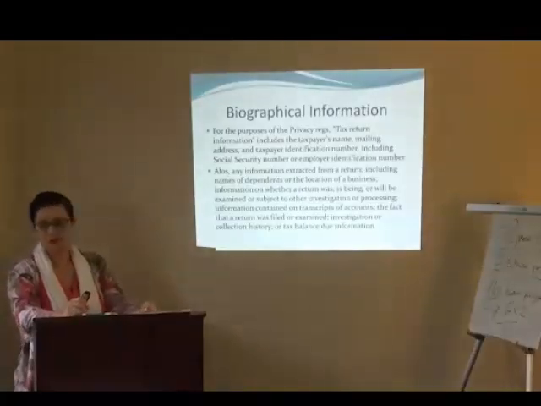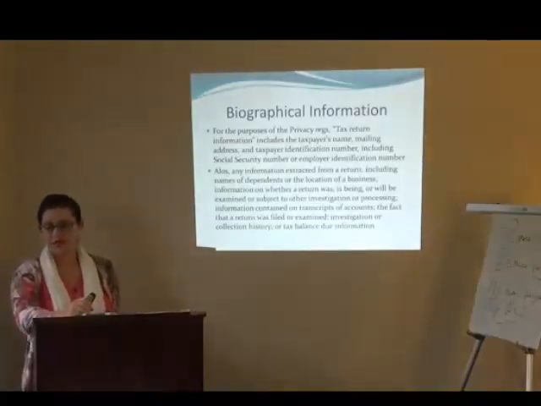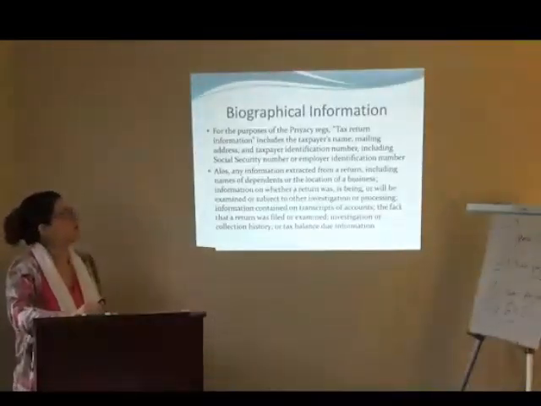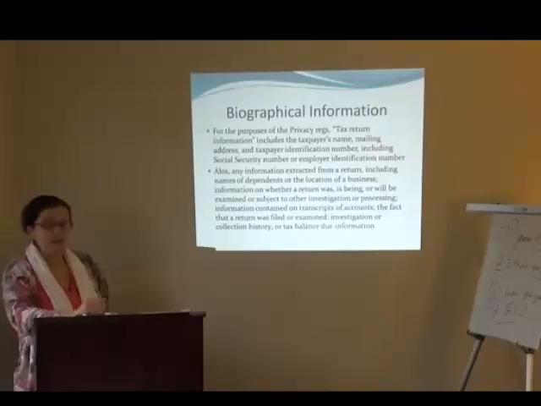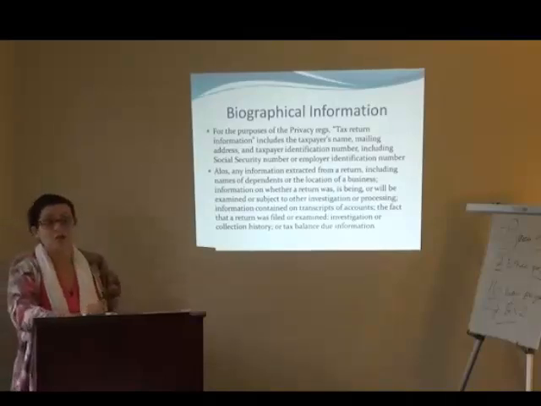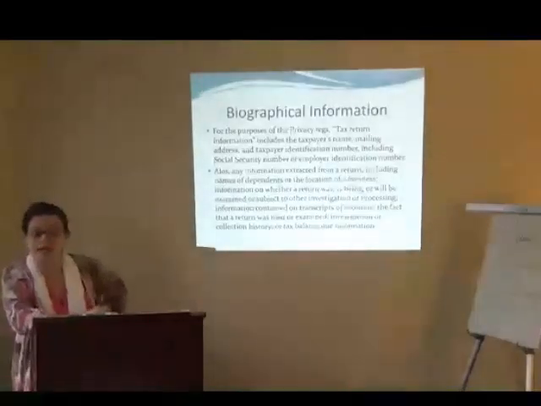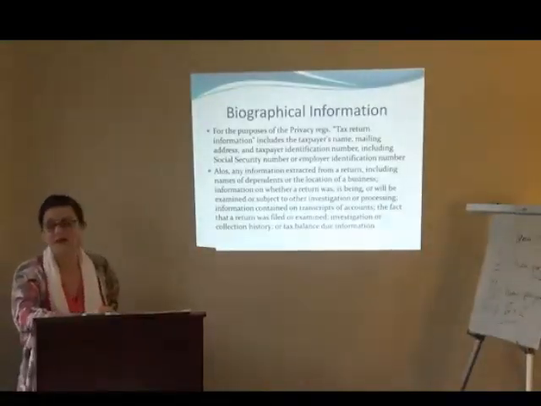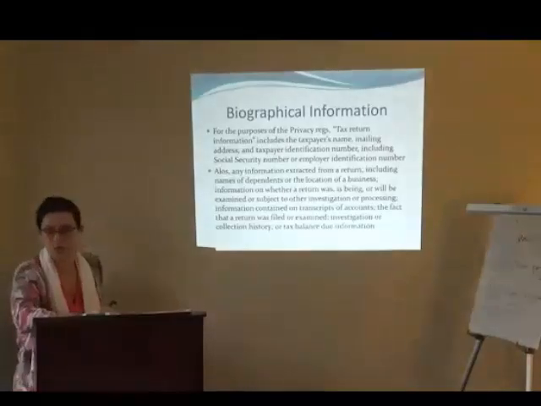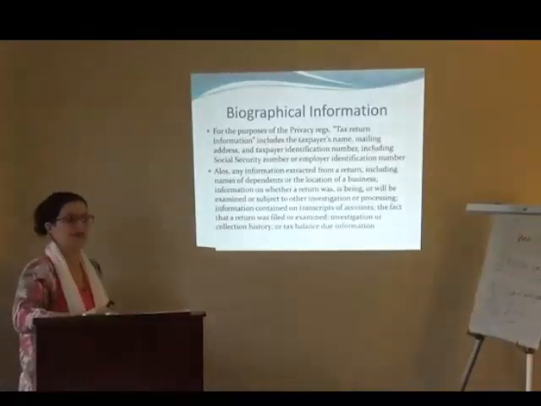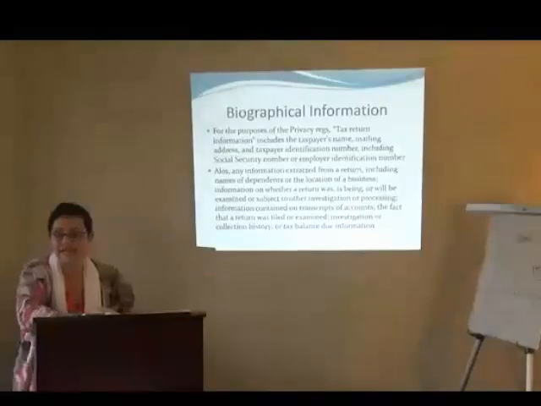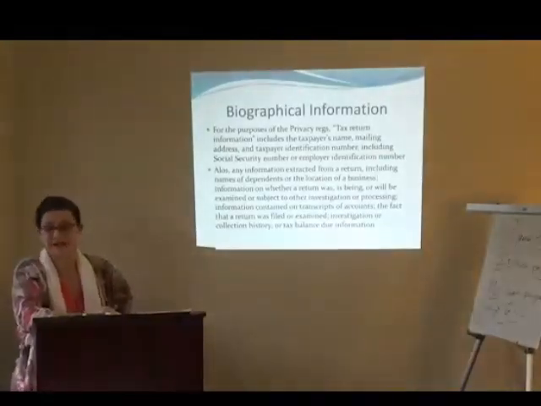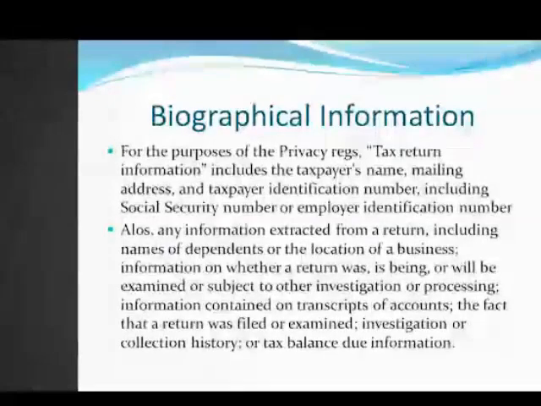Okay, so for the purposes of the tax return information, this includes the taxpayer's name, mailing address, of course their social security number, and the EIN of their business. So, let's say they have their business on Google with all of the address of the business on Google, and they are putting their business out there. Let's say they even put their EIN on their website for whatever reason, right? Let's say they do that, and it's all public.